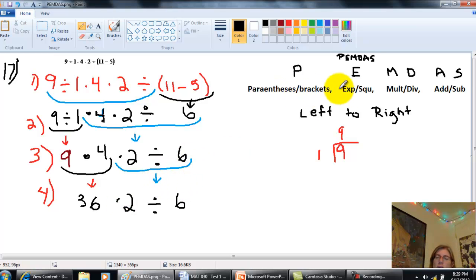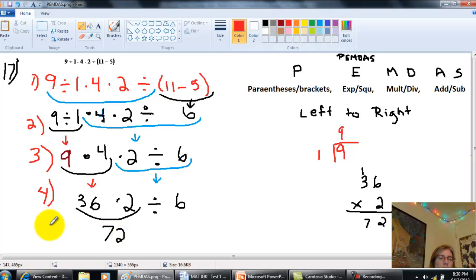And you apply the same order of operations to line 4, and you do the multiplication and then the division, because multiplication you're going left to right. So 36 times 2, so you go over here in your little work it out sheet. So 36 times 2 is 72. That begins the fifth line.